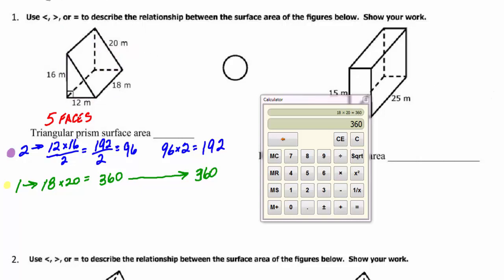All right, next I'm going to find this face, this bottom. For that bottom, I'm going to have one face that is 12 by 18. So 18 times 12, or 12 times 18, multiplication order doesn't matter. 216, there's only one of those. Bring it over.